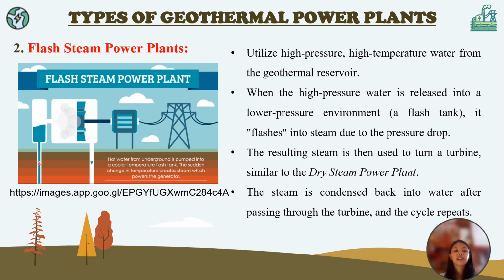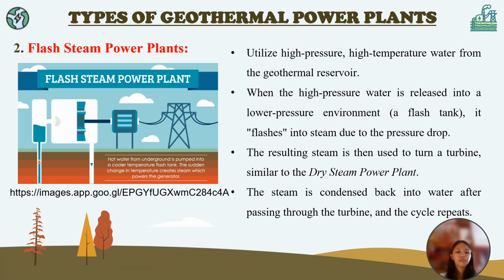Second type is the flash steam power plant. It utilizes high pressure and high temperature water from the geothermal reservoir. And when the high pressure water is released into a lower pressure environment, such as a flash tank, it flashes into steam due to the pressure drop. The resulting steam is then used to turn a turbine similar to a dry steam power plant. The steam is then condensed back into water after passing through the turbine and the cycle repeats.